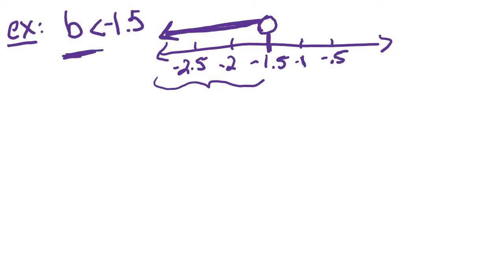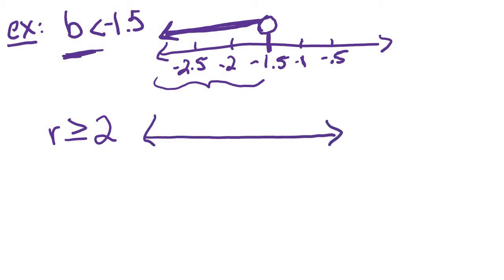All right, let's do another one. So we're going to do r greater than or equal to 2. Draw our number line. Once again, what is our key number to start with? 2. Draw some numbers to the right: 3, 4, some to the left, 1, 0. Let's draw an arrow here so we don't forget who we're talking about.